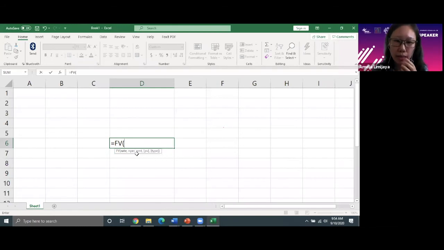If you can see here in my Excel, it says rate. Rate is interest rate. In our example, how much is the rate? The interest rate? 6%, of course. Be careful, don't just put 6. You have to put percentage like this, or use the decimal format. 6% is equal to 0.06. I usually prefer to use decimal, but if you want to put percentage, I think you can do that as well. Rate 6%.